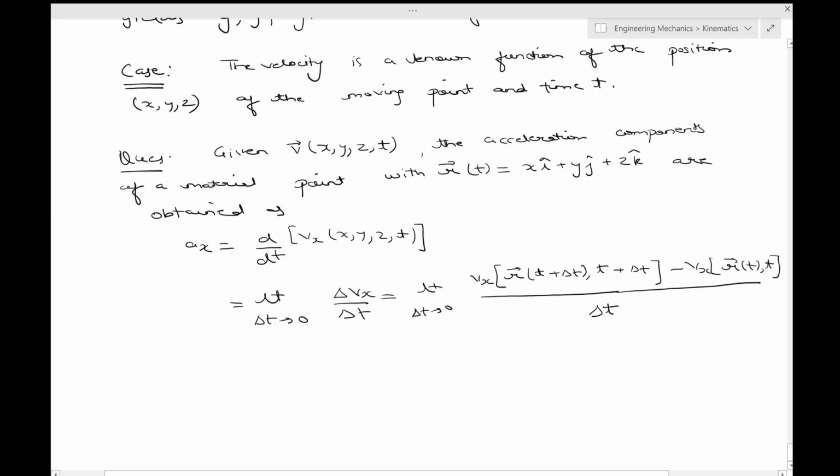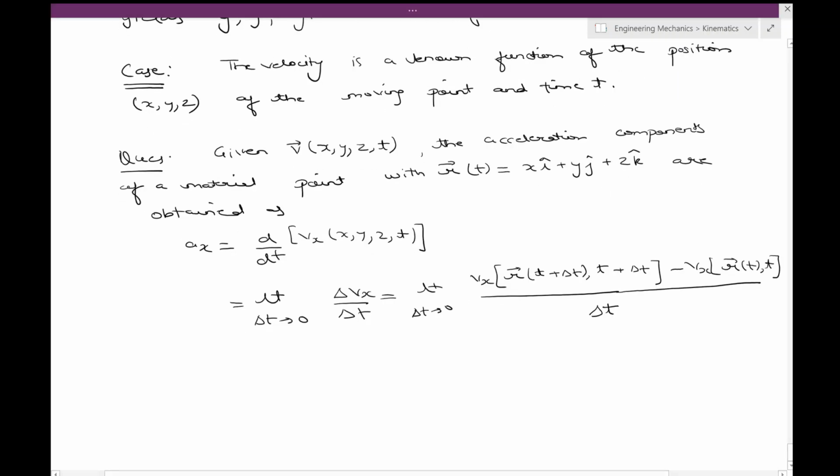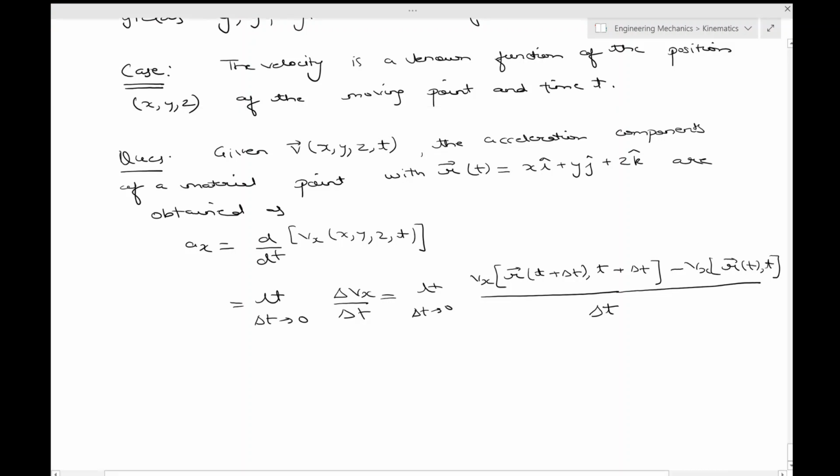What I have done is I have combinedly written this as r. That is what has happened over here. Rather than separately writing x of t plus delta t comma y of t plus delta t comma z of t plus delta t, I have just written it like that. So I hope this is not a problem.